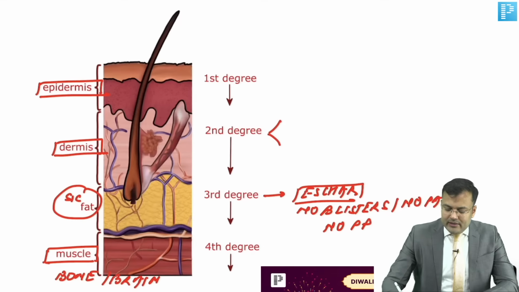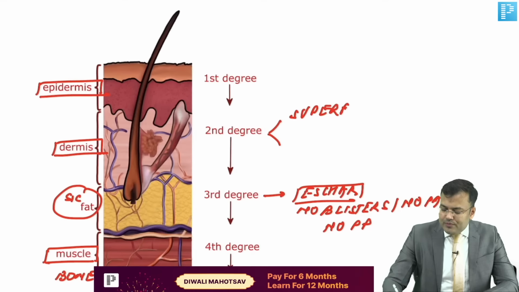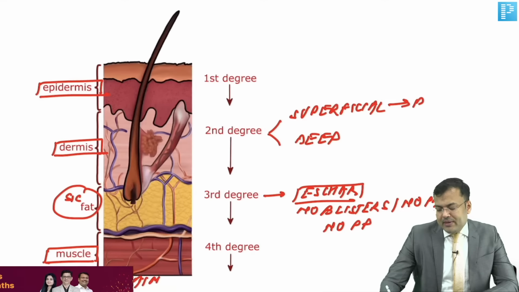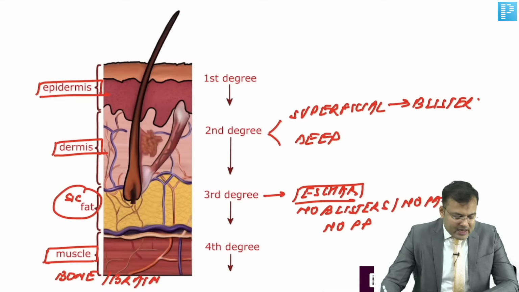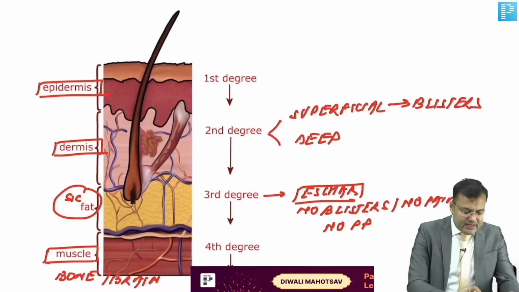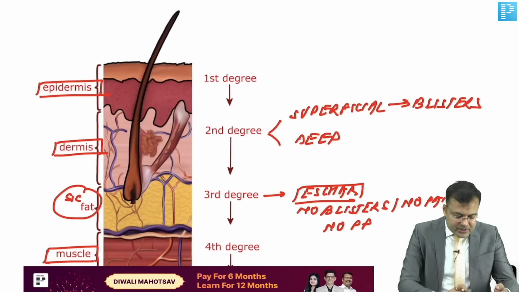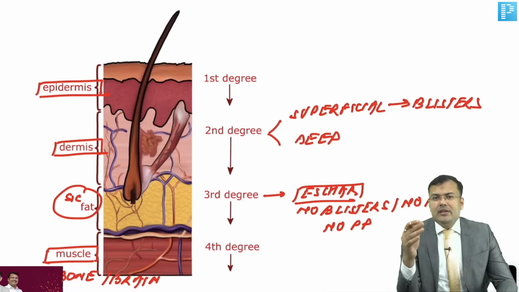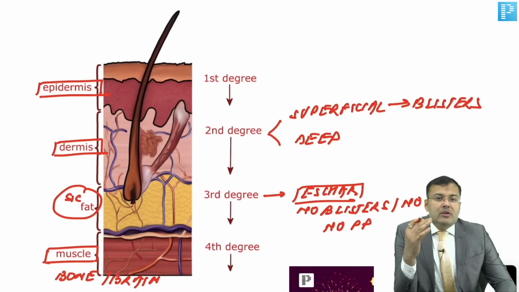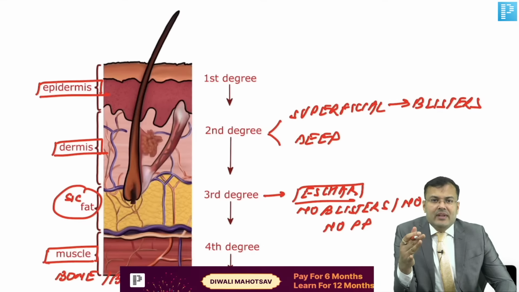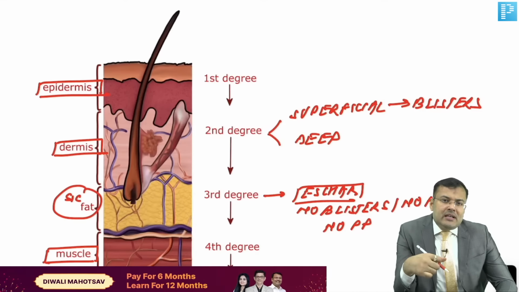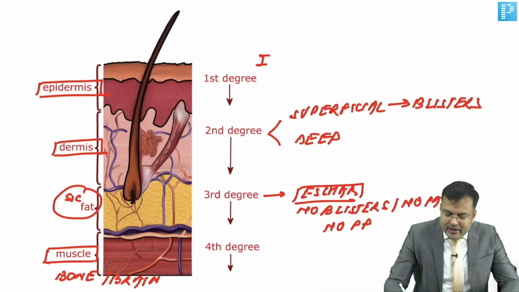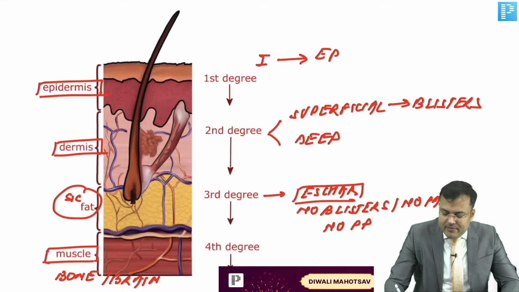In second degree there is superficial partial thickness burn and there is deep partial thickness burn. In superficial partial thickness burn there are blisters. Clear guys? So, these are important questions related to burns. Let me tell you, we are expecting one question related to pressure sore or pressure ulcer. Very easy to remember, whatever is the burn classification, it is almost the same as pressure sore or pressure ulcer. So, first degree is stage 1. In stage 1 pressure ulcer, there is involvement of epidermis.